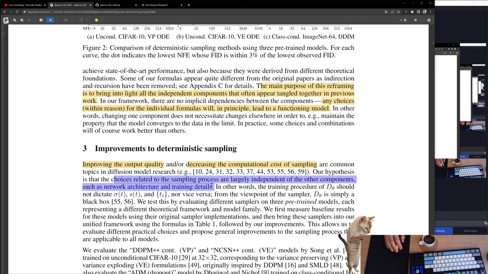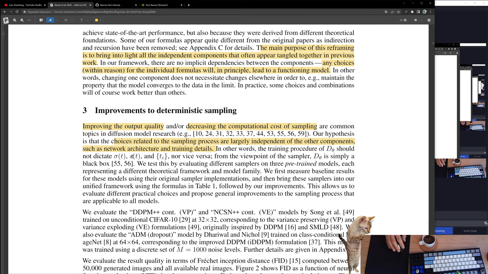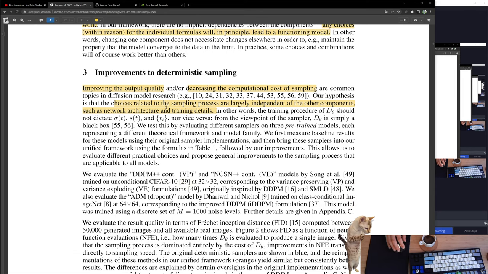Choices related to the sampling process are largely independent, such as network architecture and training details. Okay, so they're saying the choice of sampler does not depend on the denoising function. So they're going to try a bunch of different samplers on different pre-trained denoising models. They evaluate a couple different models on CIFAR-10, corresponding to the variance preserving and variance exploding formulations.